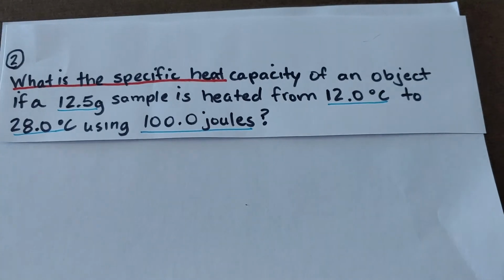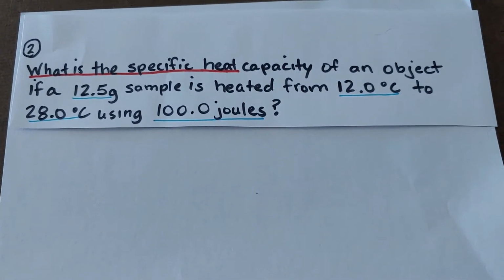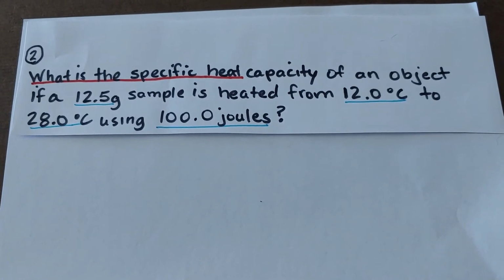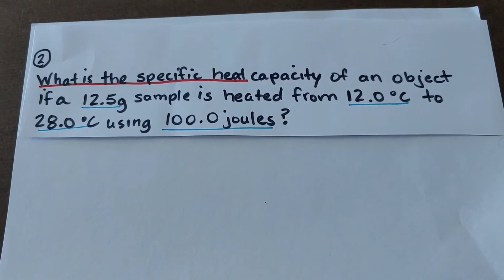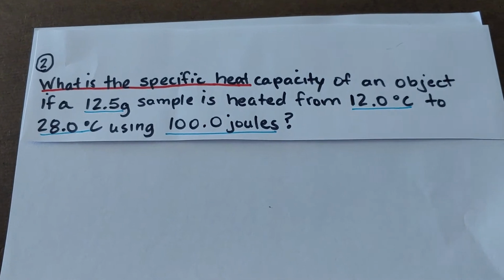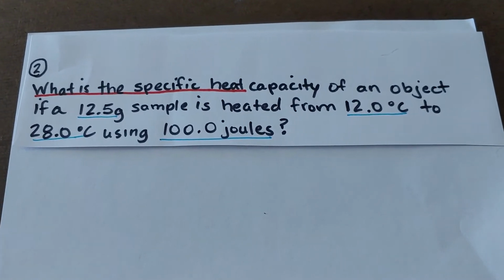Okay, for our next example, it reads as follows. It says, what is the specific heat capacity of an object if a 12.5 gram sample is heated from 12 degrees Celsius to 28 degrees Celsius using 100 joules? Okay, so if you notice, I also went ahead and underlined what they're asking us to find. So in this case, they're asking for specific heat.